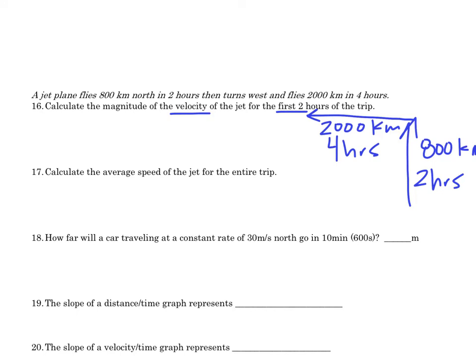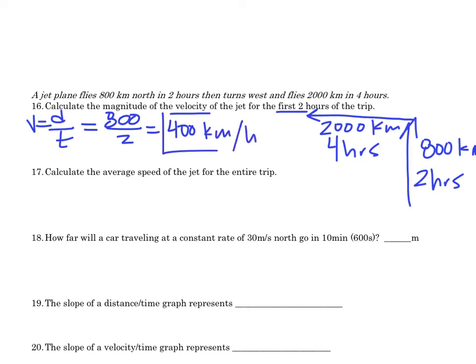Okay, well, how do I find velocity? Velocity is displacement over time. After 2 hours, at this point, I am 800 kilometers away from where I started. So my displacement from here is 800, and the time it took me to get here is 2 hours. So 800 divided by 2 gives me 400 kilometers per hour.